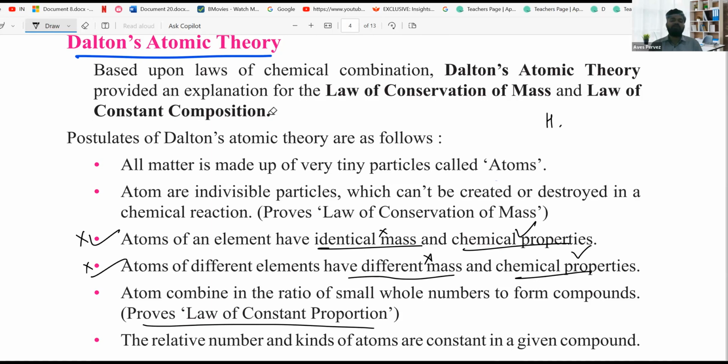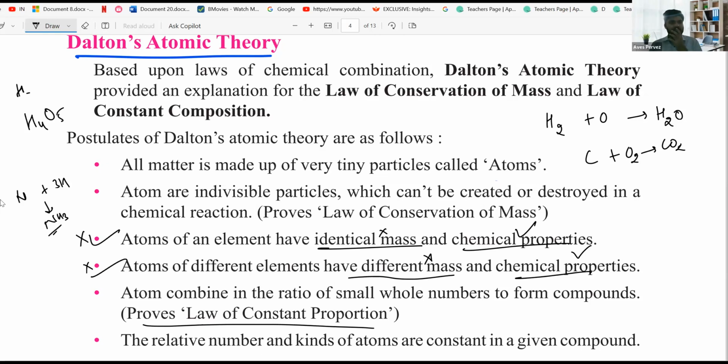For example, two hydrogen atoms and one oxygen atom combine together to form H2O. One carbon and two oxygen atoms combine to form CO2. One nitrogen atom and three hydrogen atoms combine to form NH3, ammonia. So their ratio should be the same. You cannot say that in London we are going to have the water formula as H4O5. No, it will be the same. It is H2O. So the ratio of combining of hydrogen to oxygen is 2:1.